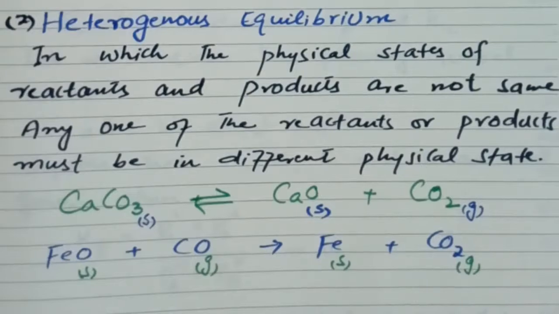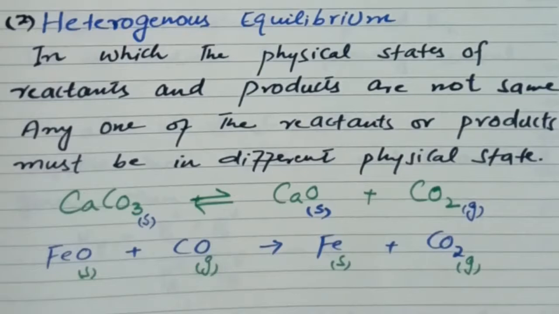Now let's suppose the example of calcium carbonate, which is present in solid form. When it decomposes, it will form calcium oxide, that is in solid form, and carbon dioxide, that is in gaseous form. Now all the reactants and products are not in the same phase. Two are in solid and one is in gaseous state. So that's why this type of equilibrium will be called heterogeneous equilibrium.